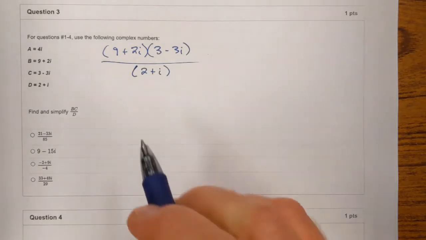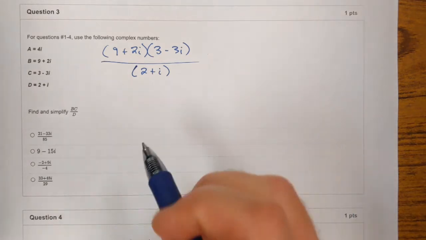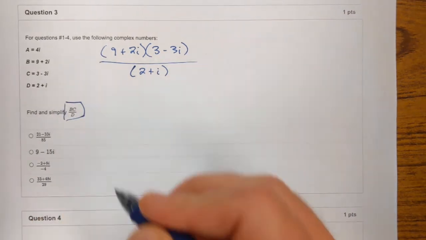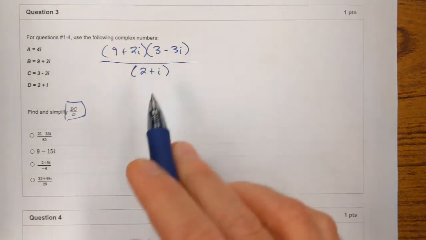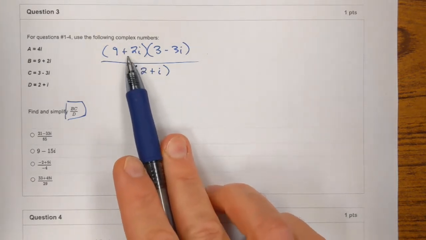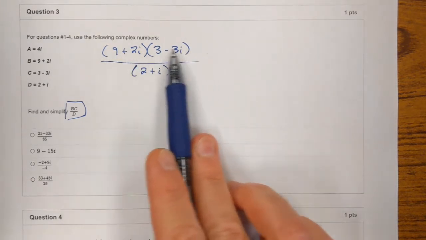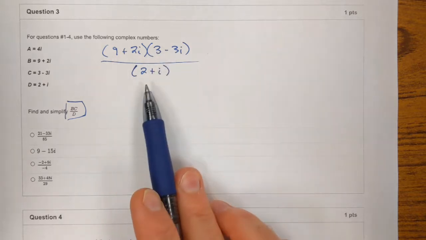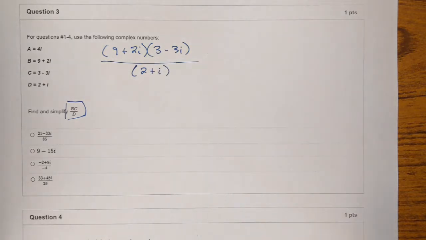All right, let's keep upping the level on these. So here we have to find b times c over d. So there's a few things going on here. Right off the bat, I'm going to have to FOIL these numbers on the top before I can even try to mess with the conjugate. I'm going to do that off to the side here.